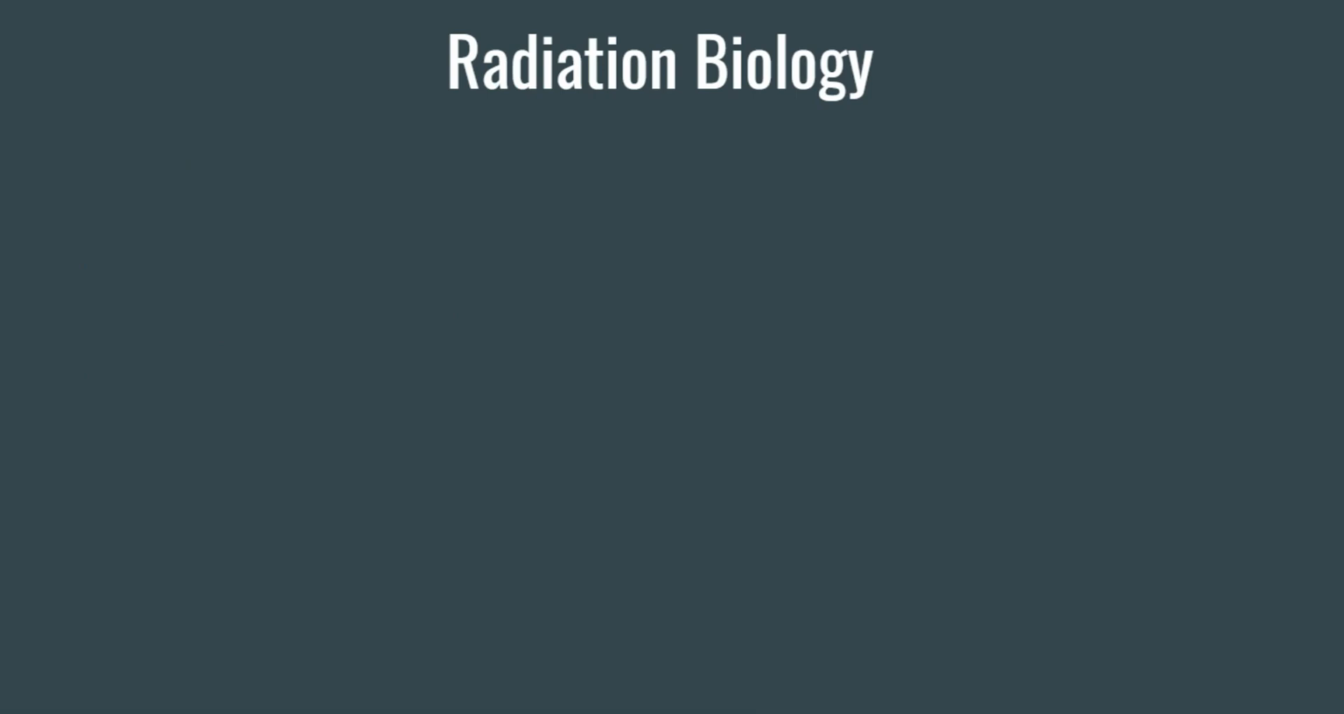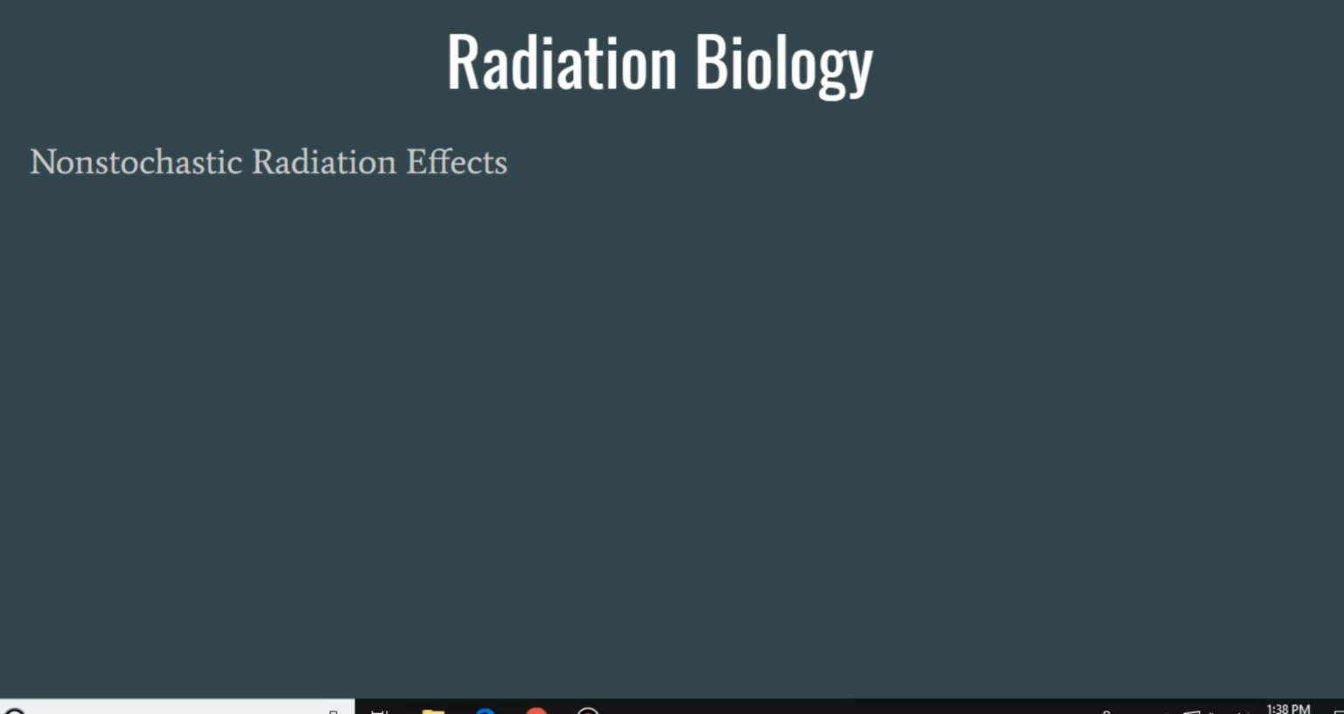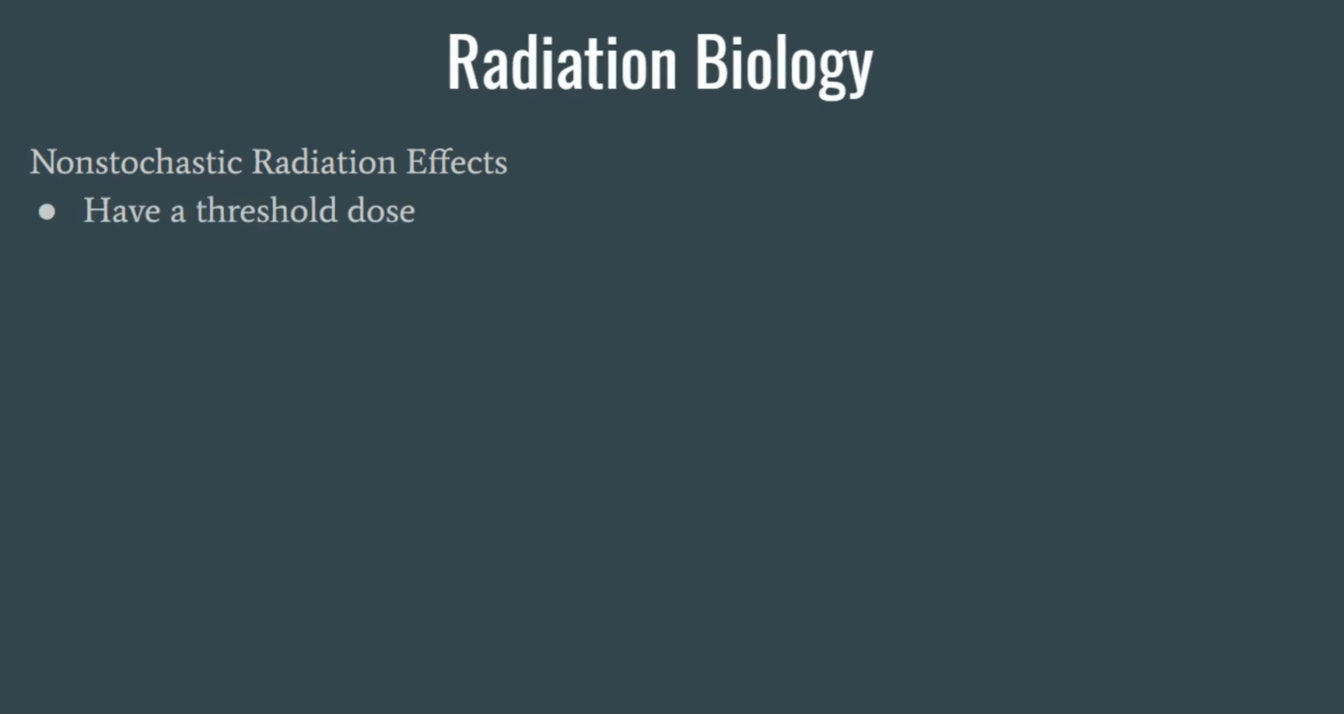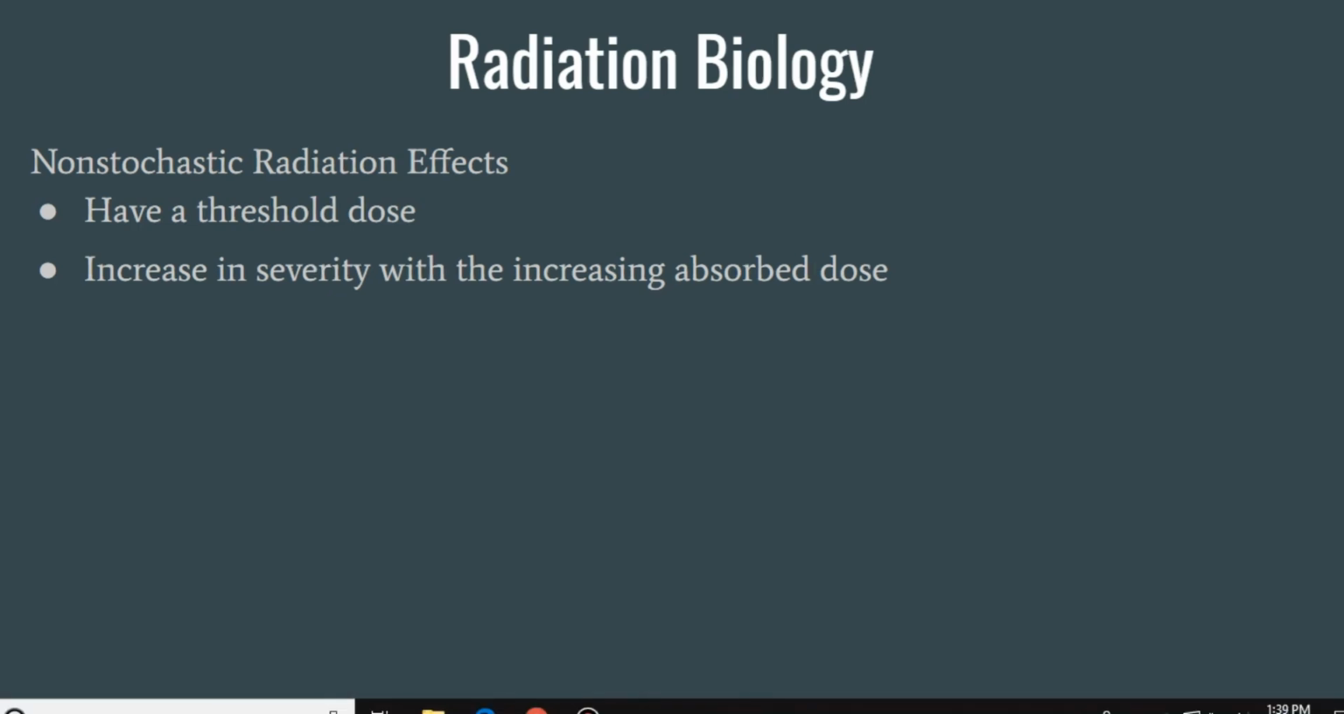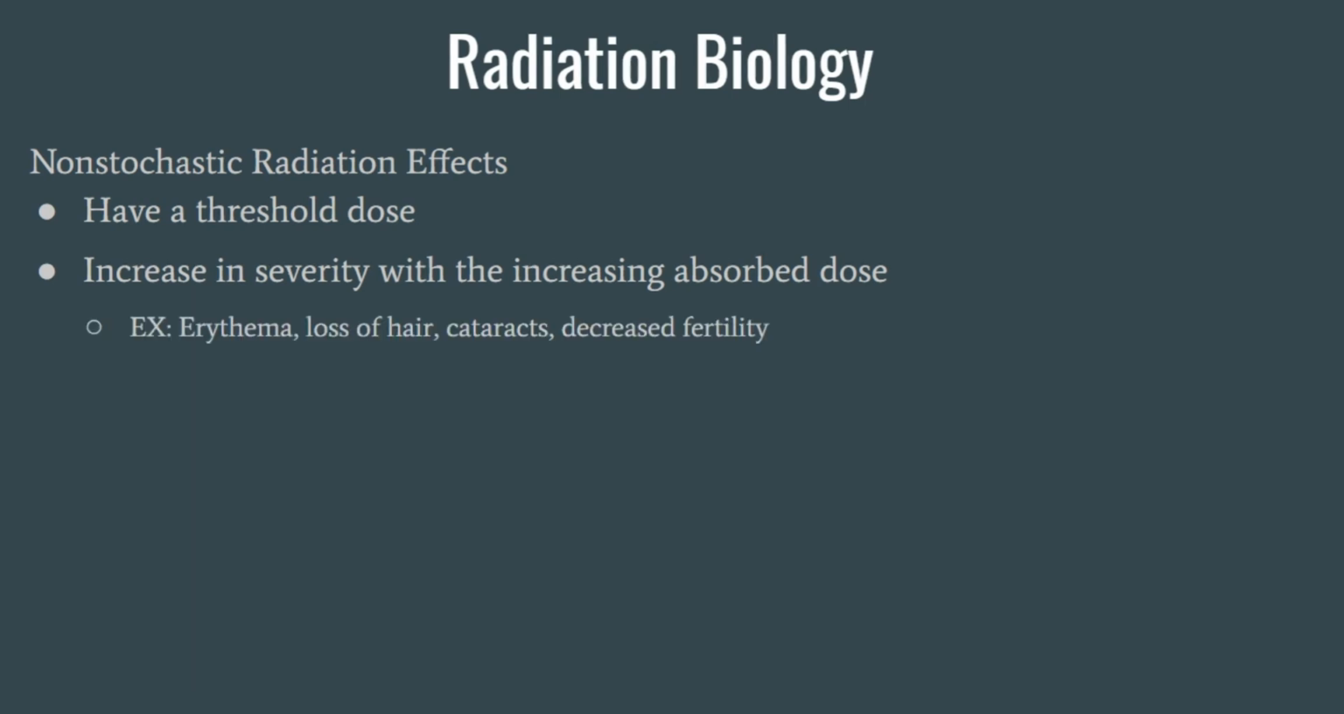So then we have non-stochastic radiation effects. These are effects that do have a threshold dose and increase in severity with the increasing absorbed dose. Some examples of side effects for this kind of radiation effect would be arrhythmia, loss of hair, cataracts, and decreased fertility. And you need large doses to cause these kinds of serious changes.